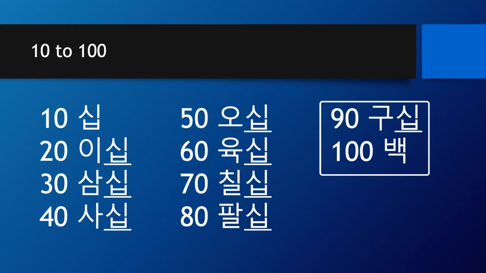90 is 구십 because 9 is 구. 100 is 백. Like we did not use 일십 for 10, we don't use 일백. Or sometimes some people use 일백 for emphasizing something, but normally we omit 일 when the multi-digit number begins with 1, like 10 or 100. So 십, 이십, 삼십, 사십, 오십, 육십, 칠십, 팔십, 구십, 백.